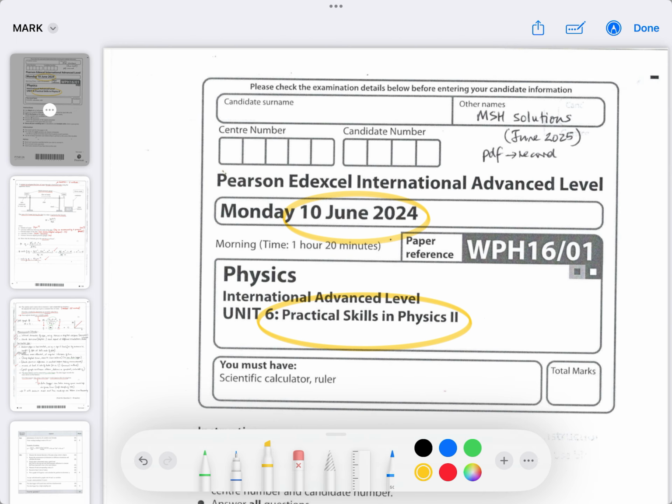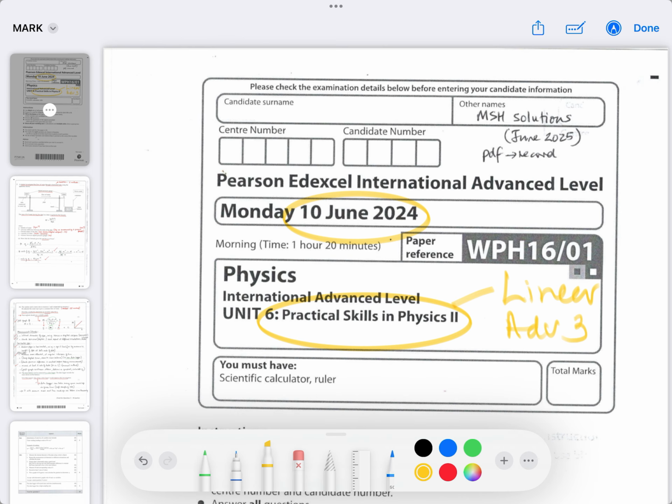So this also helps people preparing for linear advanced paper 3. Yeah, so linear advanced paper 3 will have a longer version of this Unit 6 paper the following week. So this is useful for both international A-level students and linear A-level students.